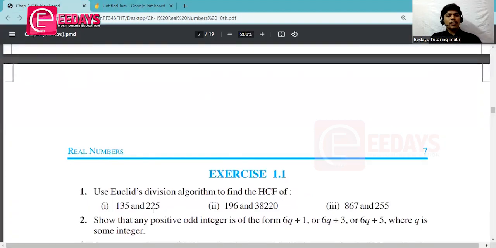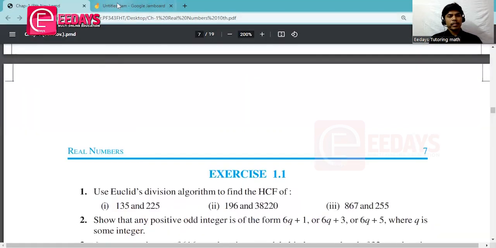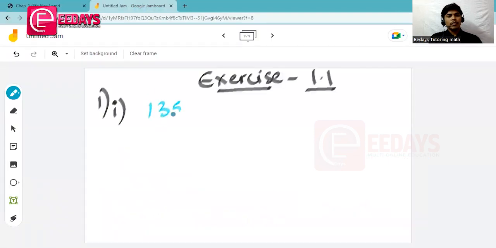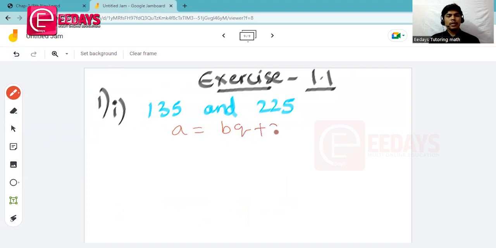What is the first one? Find the HCF of 135 and 225. Now, what are the numbers? 135 and 225. Okay, follow the Euclid division lemma method. First, you just write the steps. You just write the formula of Euclid division lemma, that is A is equal to BQ plus R. Okay, you don't need to write the condition. You just write the format like this.